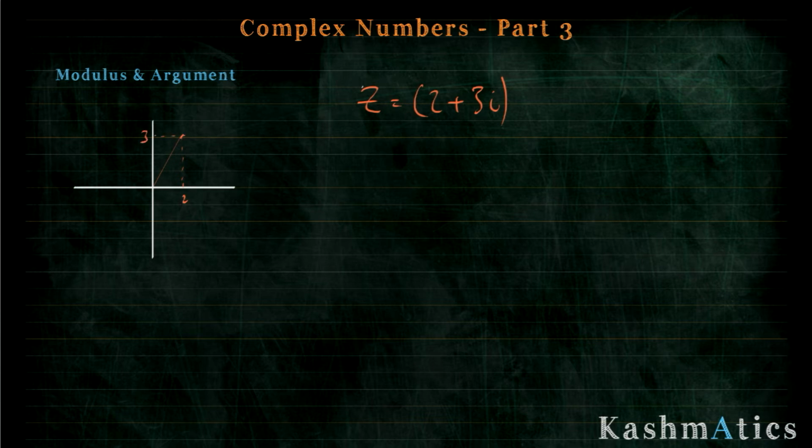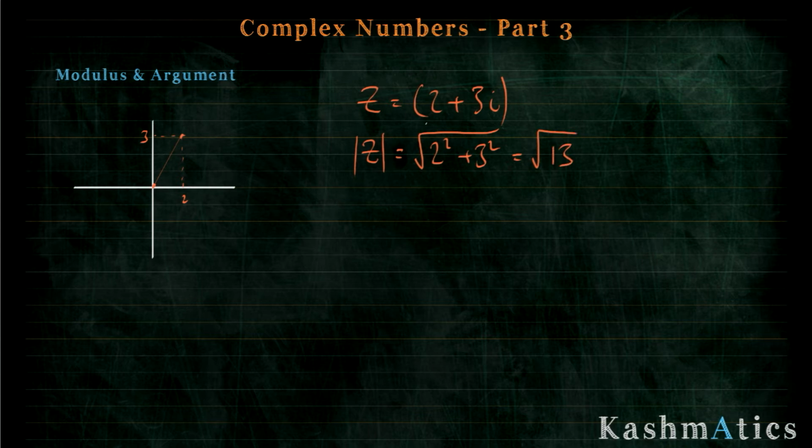The modulus of a complex number basically just tells you how big that complex number is. This complex number goes from here to here, so I just need to work out that length. It's quite straightforward. It is just Pythagoras. The modulus of z, which I write with two vertical lines either side of z, would equal the square root of 2 squared plus 3 squared, which would be root 13.